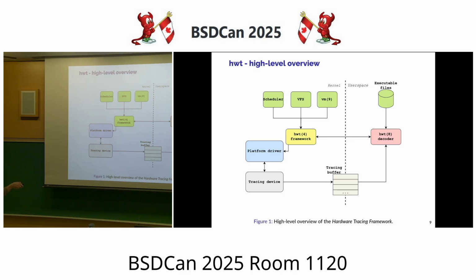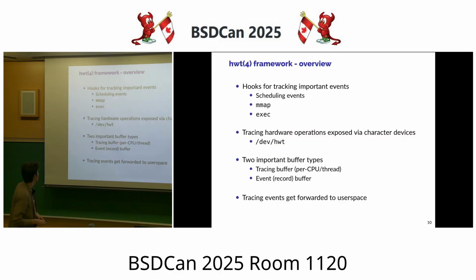The decoder itself is tasked with initializing the actual tracing. Once it does so, the HWT framework will call the appropriate methods in the platform driver. Once the tracing device starts doing its thing, it starts filling up a tracing buffer that's also mapped into the decoder's address space, right? The decoder will then collect this tracing data and combine it with the actual executable images that were responsible for generating that trace into the output that you saw in the previous snippet. So that's the high-level overview of things.